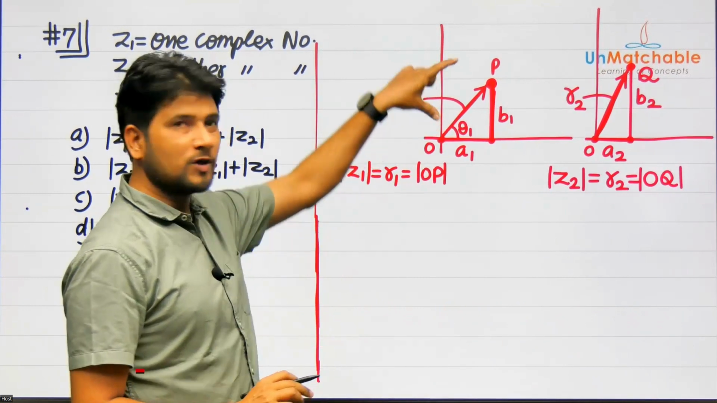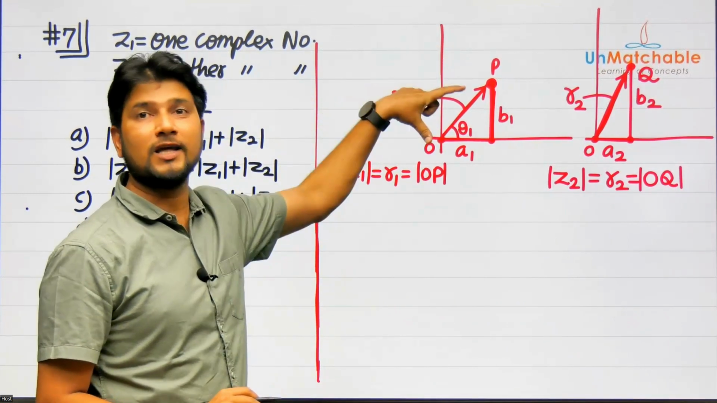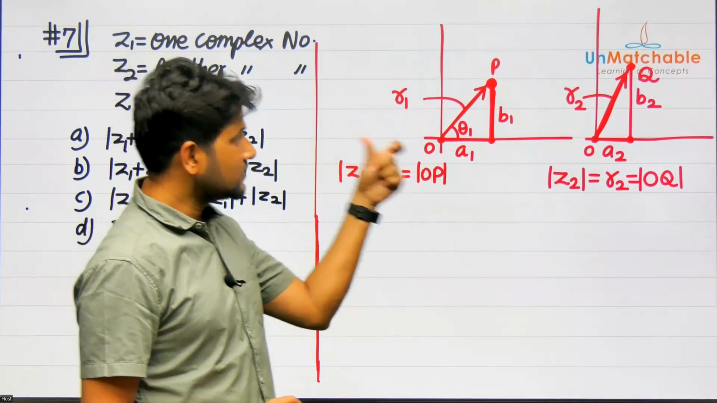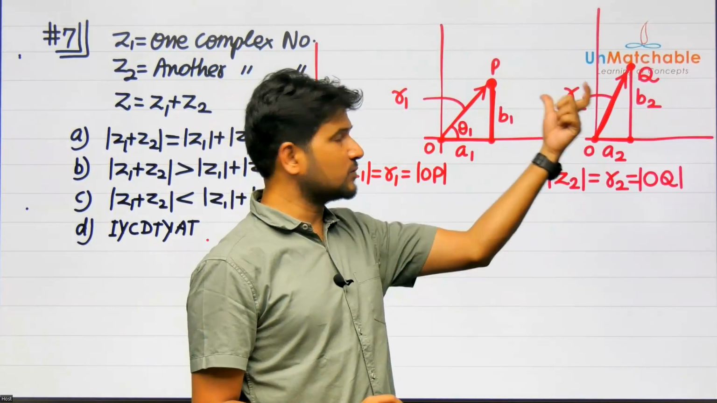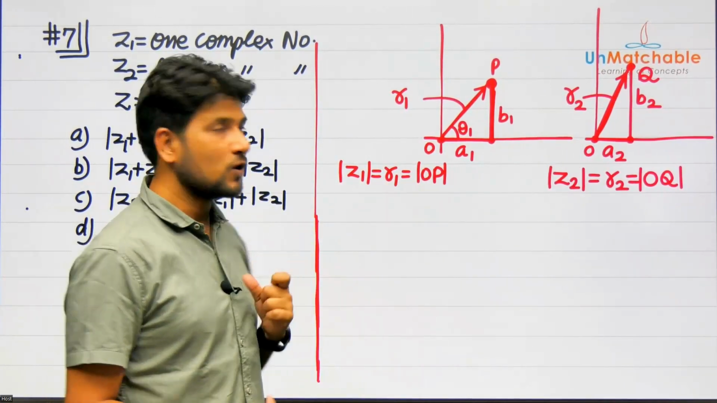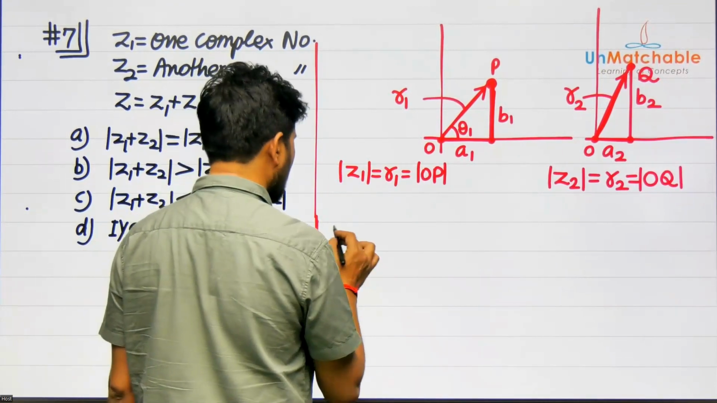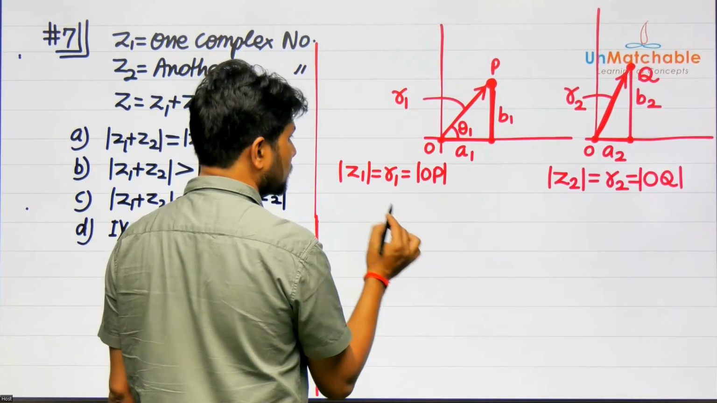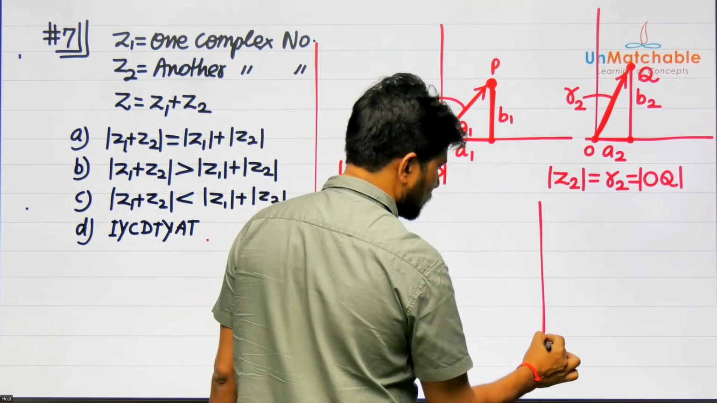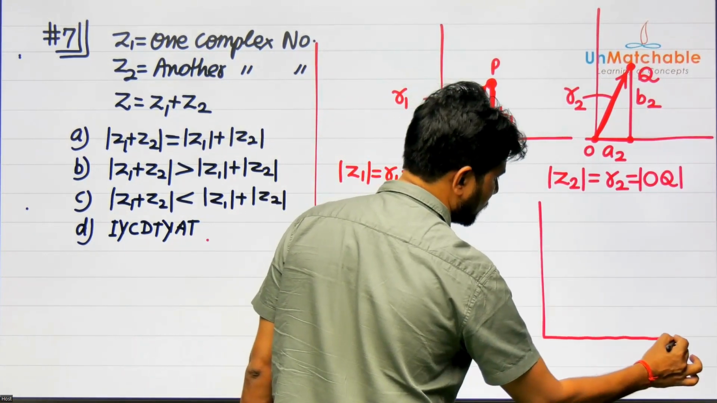Z1 complex number modulus is being represented by the length of this OP vector, and Z2 complex number modulus is being represented by the length of this OQ vector. Now, understand very carefully. Now, my dear friends, I'm going to do this addition thing geometrically.